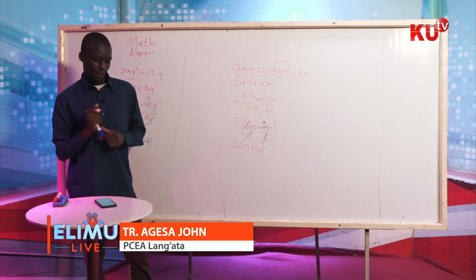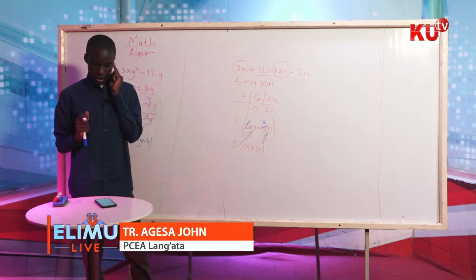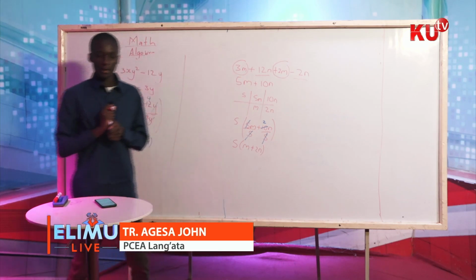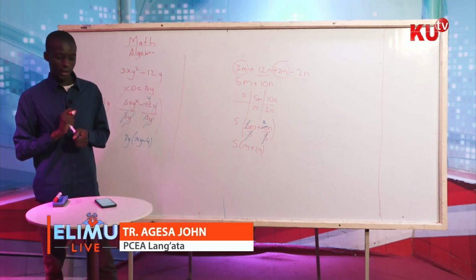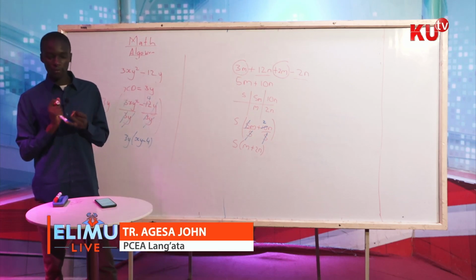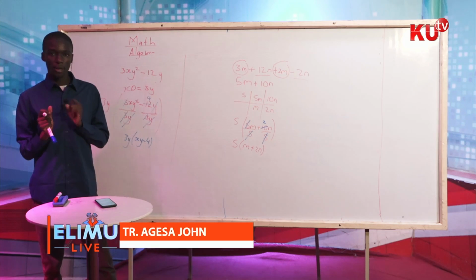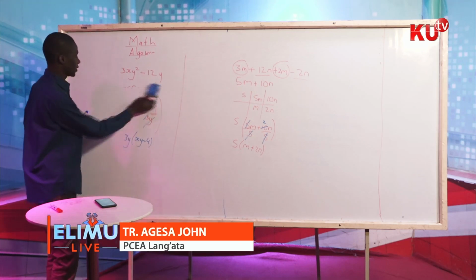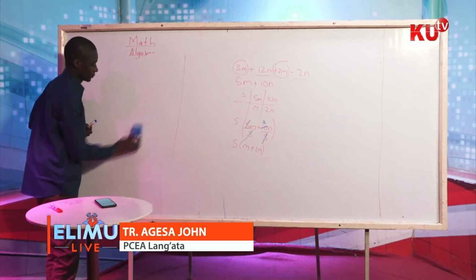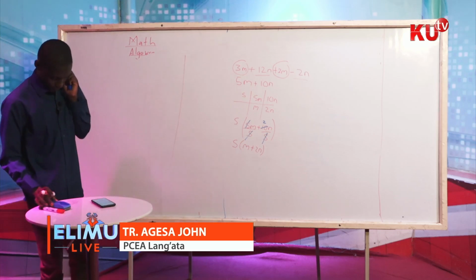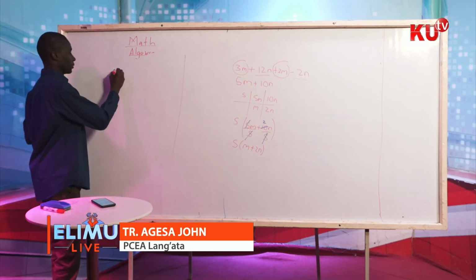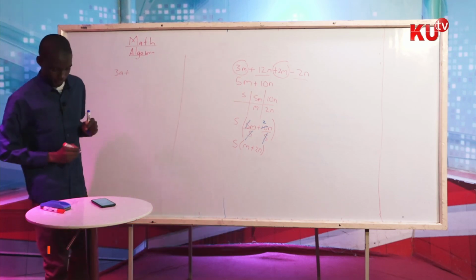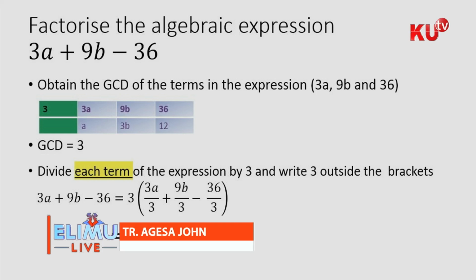So we are done with all examples on factorization of expressions with two terms. I want us to look at the third example, that is the third learning outcome for our case, which involves factorization of expressions with three terms. So my example is an expression of this kind: 3a plus 9b minus 36. We want to factorize it.